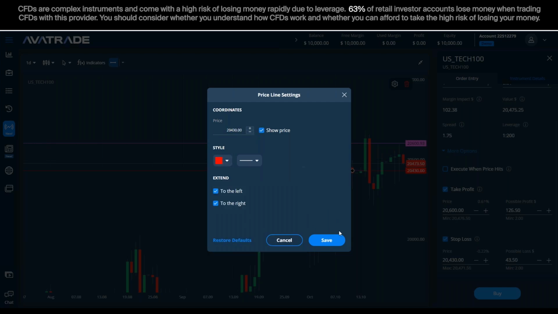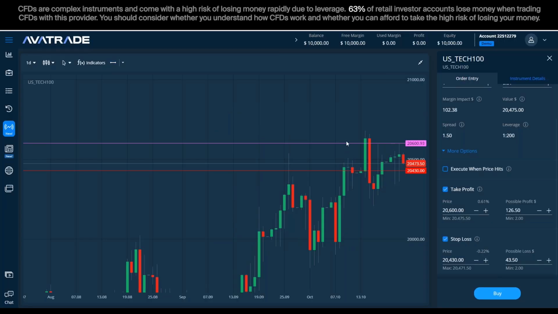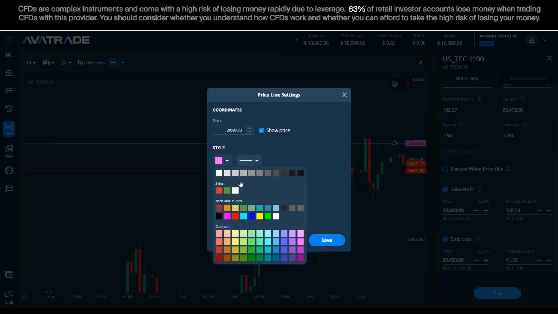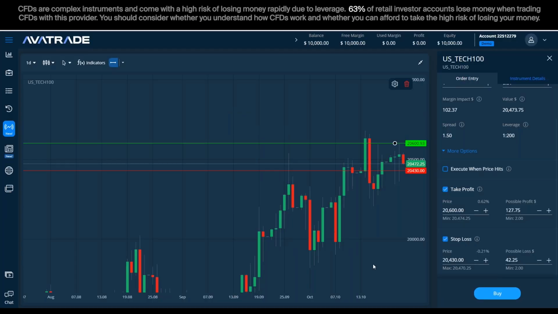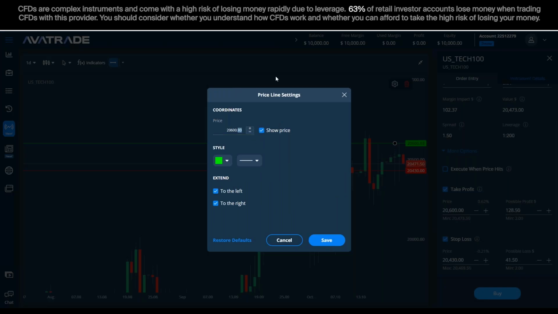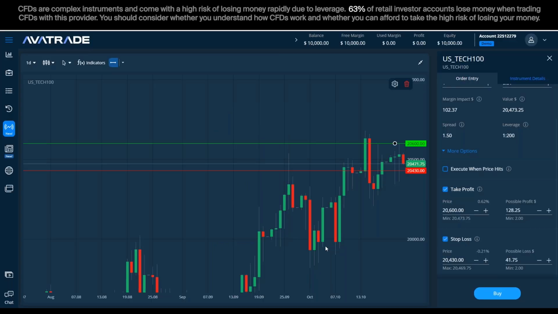Okay, you can even change the color. Let's change it to red, as this is the stop loss. This is gonna be green for the take profit. Okay, I can flatten that out. We don't need the 93. Let's keep it this way.